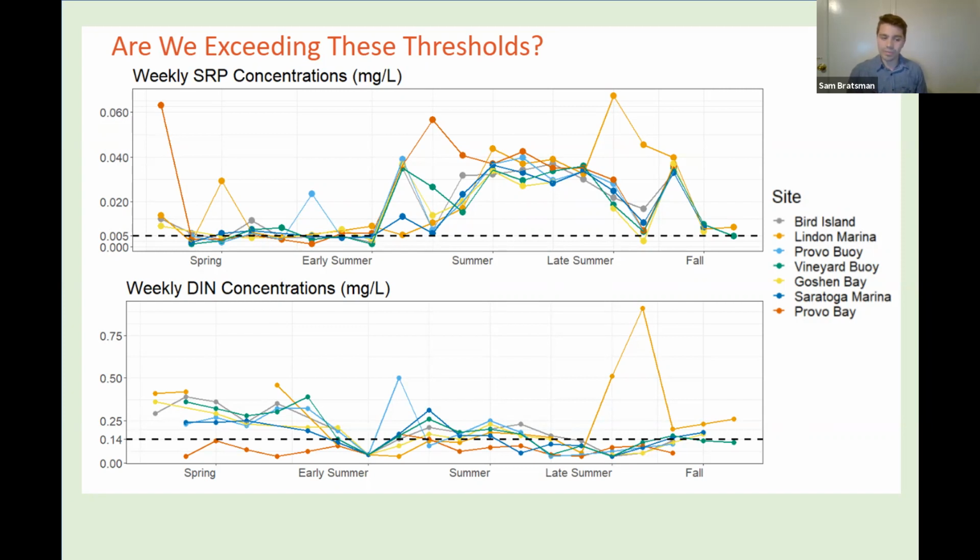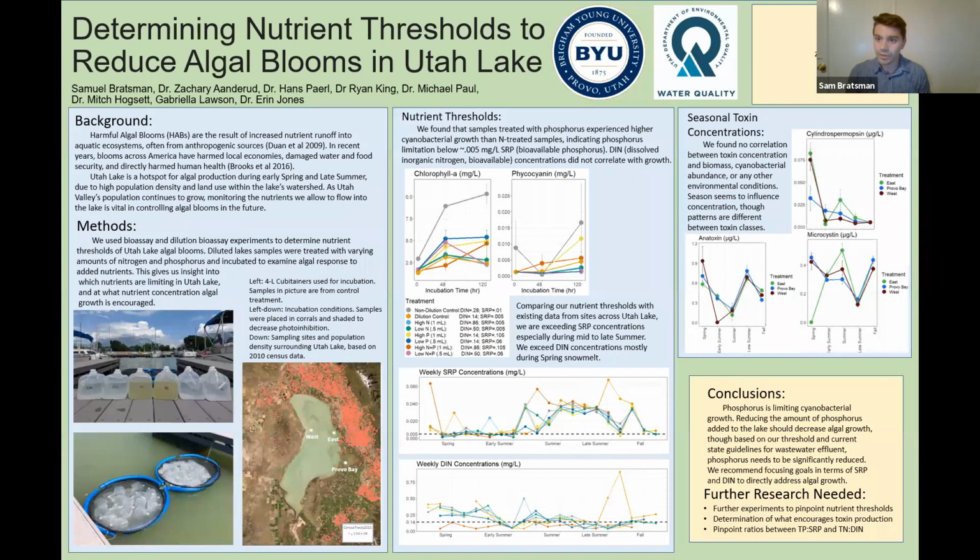We're not as worried about nitrogen because we're around the threshold that we've set for most of the year, except for in spring and a little bit into early summer. So with that part of our experiment, we found that phosphorus is a really limiting nutrient for algal growth, but we also established dilution bioassay as a viable method to test for these thresholds.